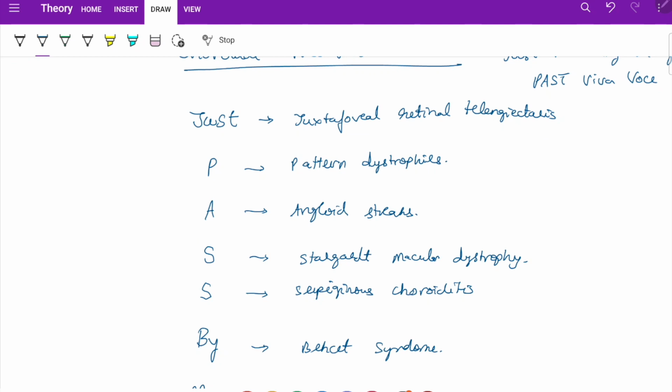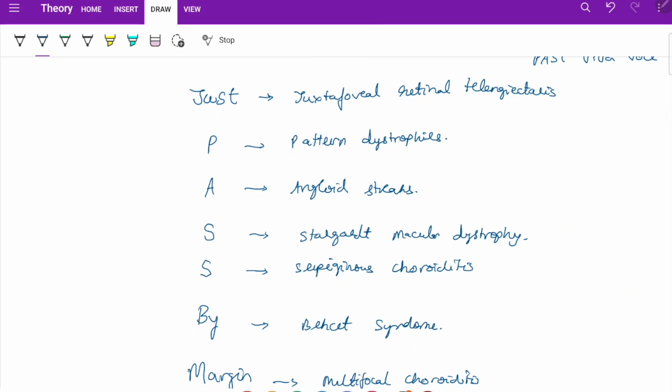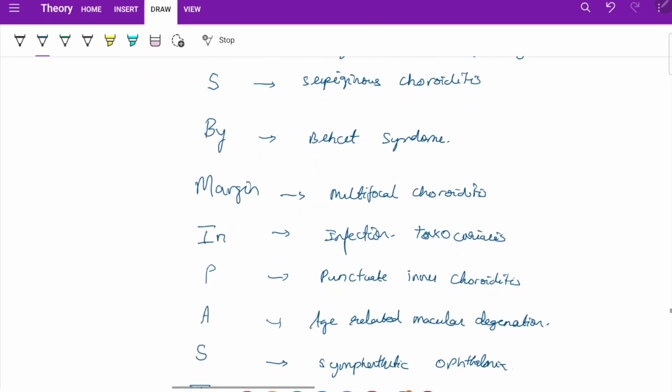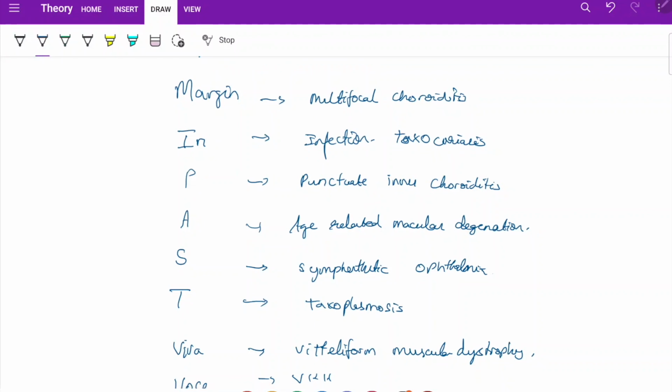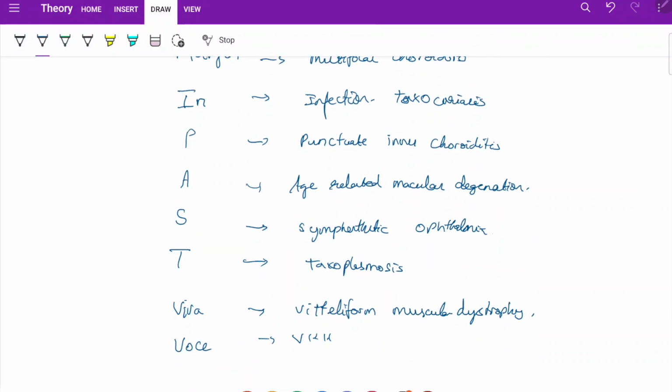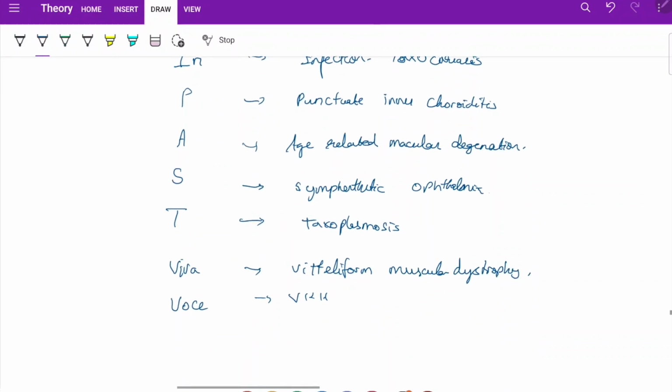P for pattern dystrophy, S for staggered macular dystrophy, A for angioid streak, S for serpiginous choroiditis, Behcet syndrome, margin, multifocal choroiditis, I for infection toxocariasis, P star punctate inner choroiditis, A age related macular degeneration, S for sympathetic ophthalmia, T for toxoplasmosis, V for vitelliform macular dystrophy, and another V for VKH. Okay? So these are the causes of choroidal neovascularization.